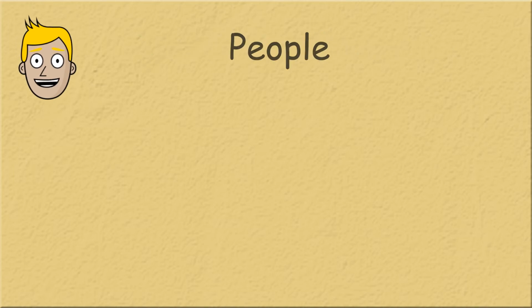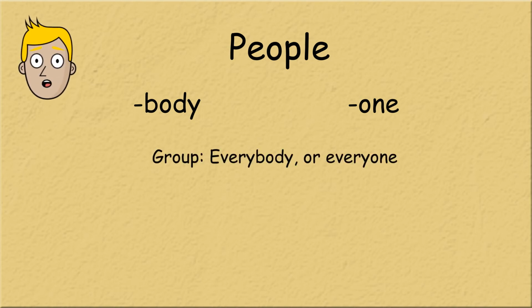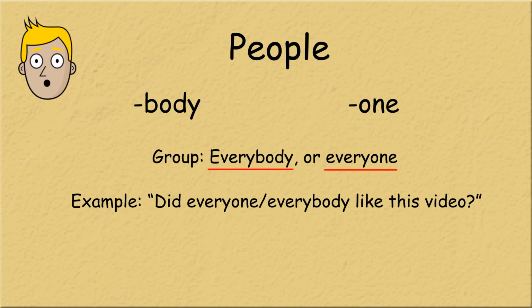When referring to people, we use indefinite pronouns ending with either body or one. This is an easy way to understand what the subject of the sentence is. When referring to a group of people, we can use the pronouns everybody or everyone. An example could be, did everyone or everybody like this video?